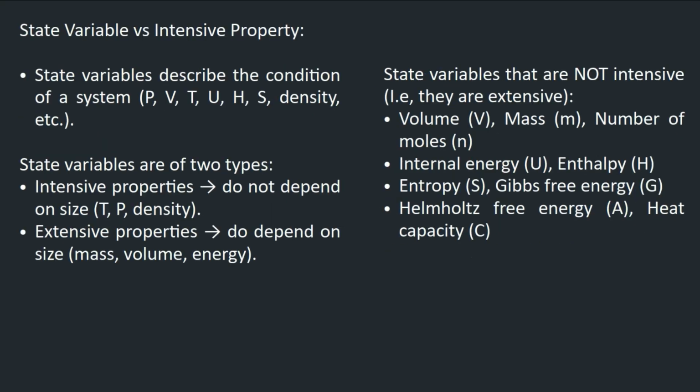Okay guys. Next, state variable versus intensive property. So state variable is the main set. Intensive property is a subset. I hope you guys understand this subset. It's a proper subset. Intensive property is a proper subset. State variable is the main set. State variable has everything. When you're talking about state variable, you describe the condition of the system. That is many things. You have pressure, volume, mass, internal energy, enthalpy, entropy, everything comes under state variable.